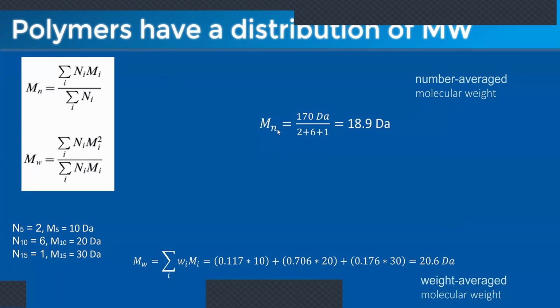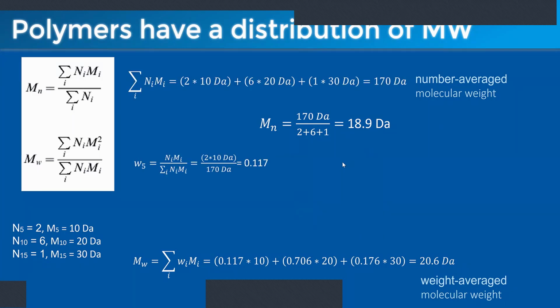Okay, so we have the weight fraction now, and we've got the numerator and denominator. We can now calculate the number average molecular weight. So we've got the overall weight of the polymer divided by the number of chains that we have. So the average weight per chain using this method is 18.9 Daltons. And then taking these weight fractions again and using this equation, we can calculate the weight average molecular weight as 20.6 Daltons.